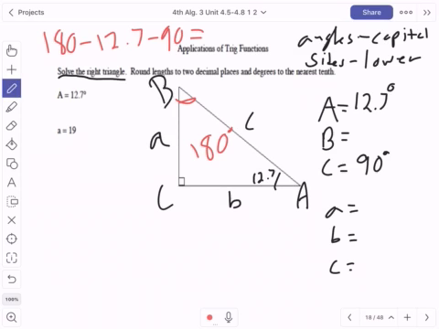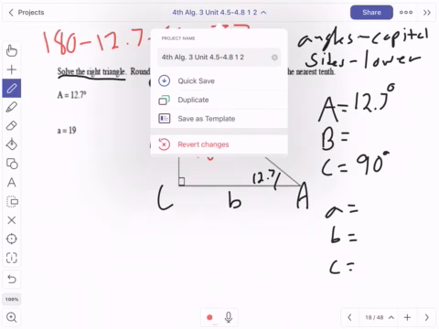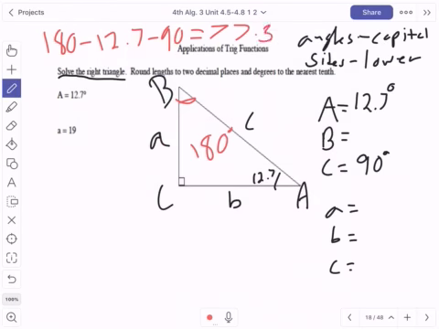With that being said and done, some people like to use a calculator. Some people can do it in your head. Think about it in your head. What do you think? 77.3. Oh yeah, I remember I had a little error here. So 77.3 degrees will be angle B.